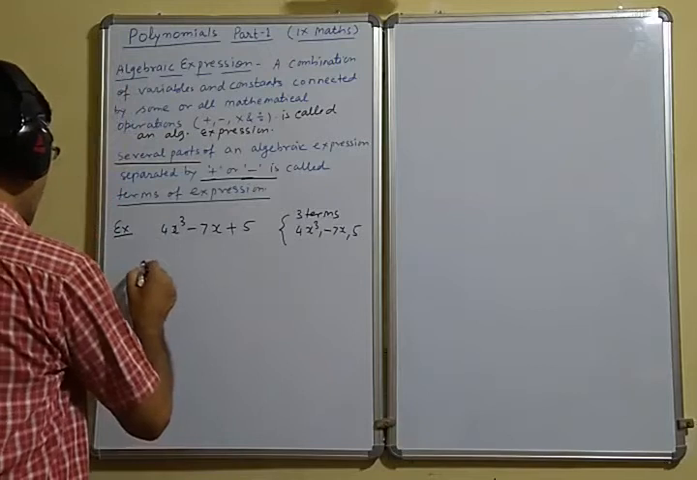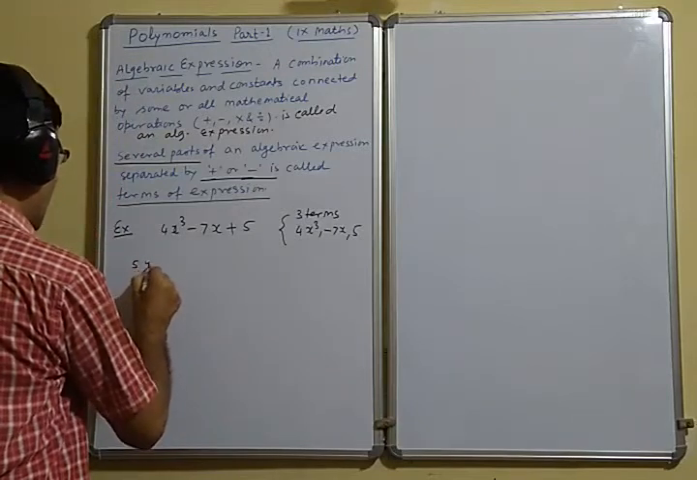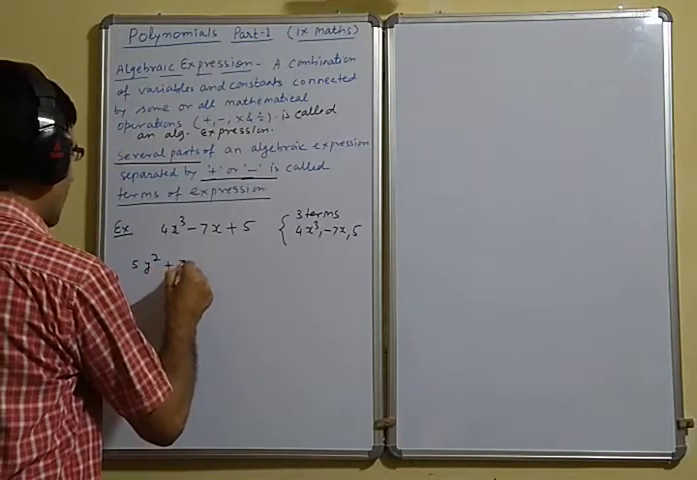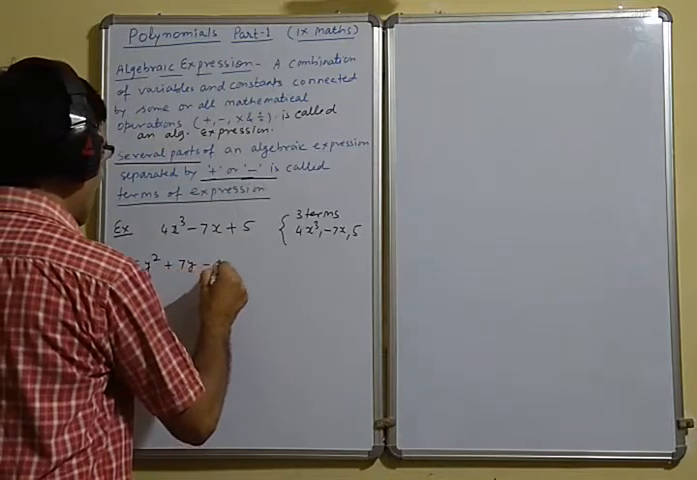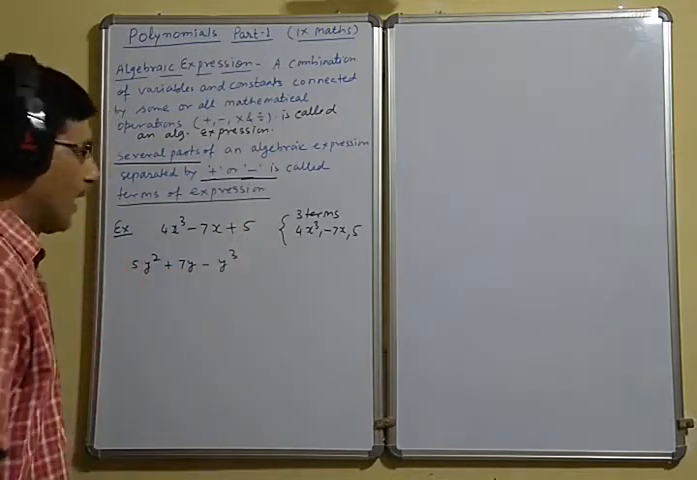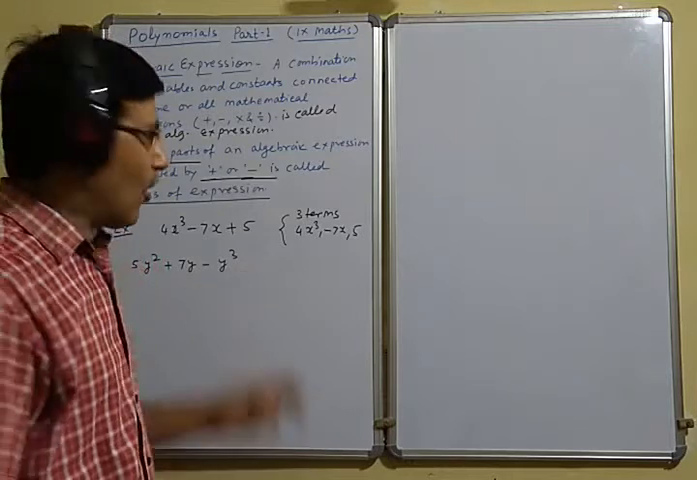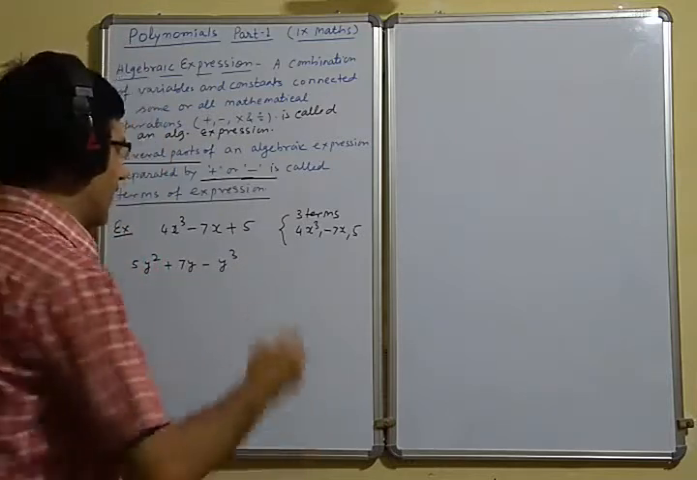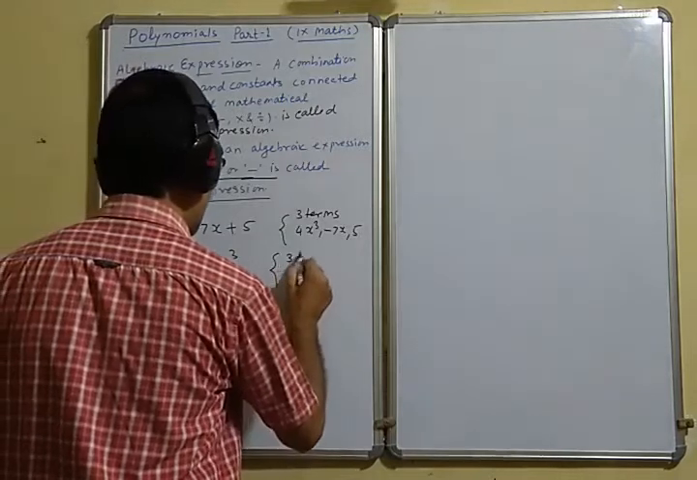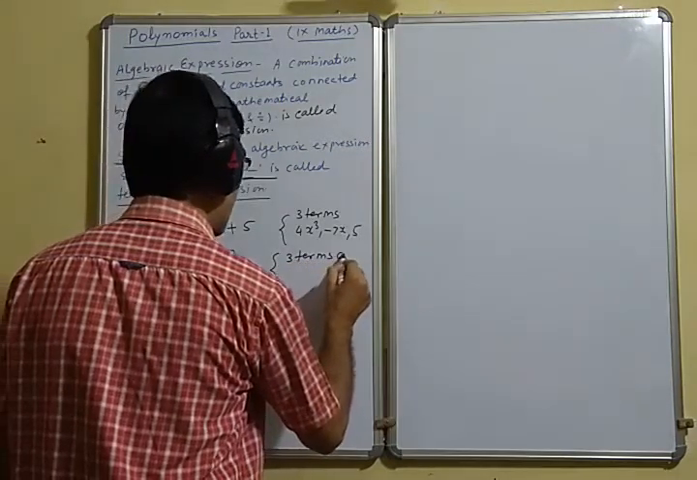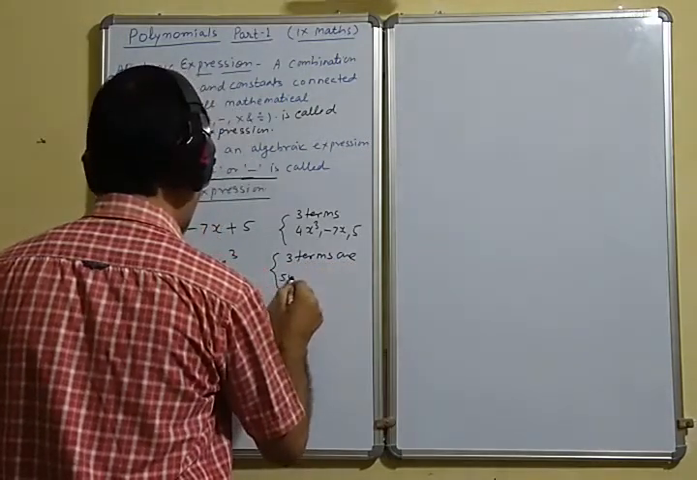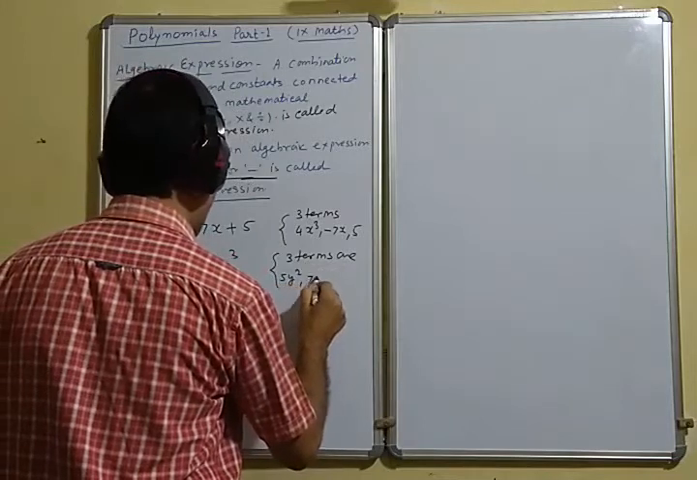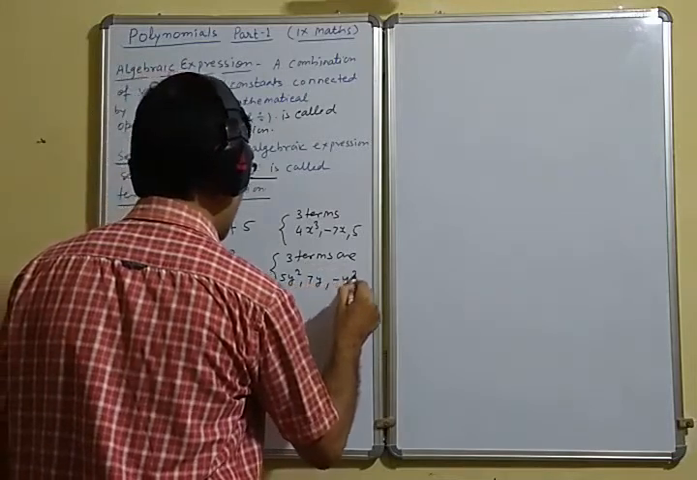Take another example: 5y square plus 7y minus y cube. How many terms are there? Once again we have 3 terms: 5y square, 7y and minus y cube.